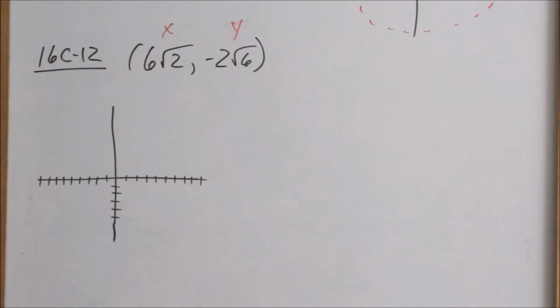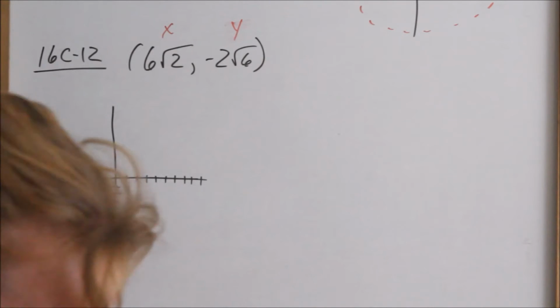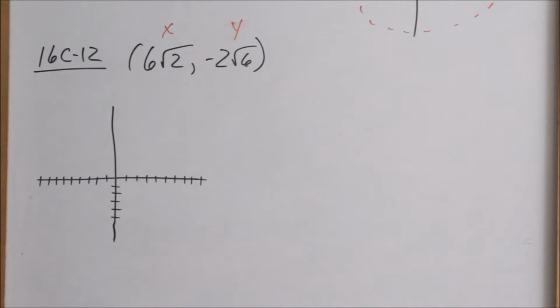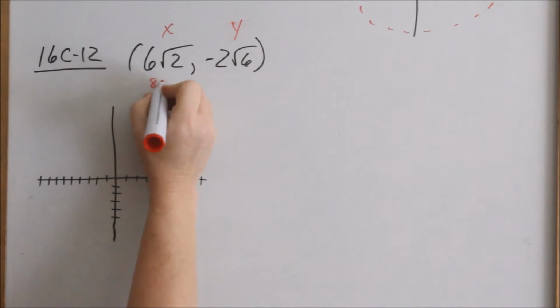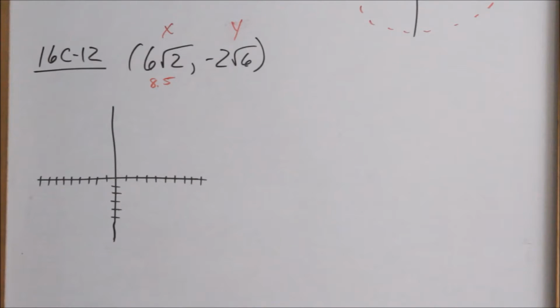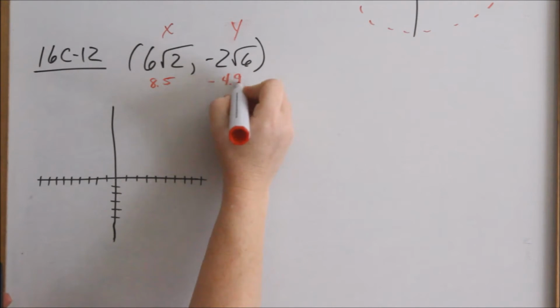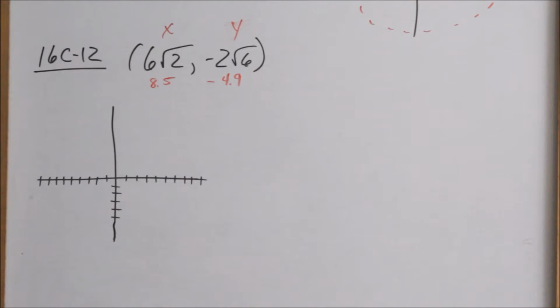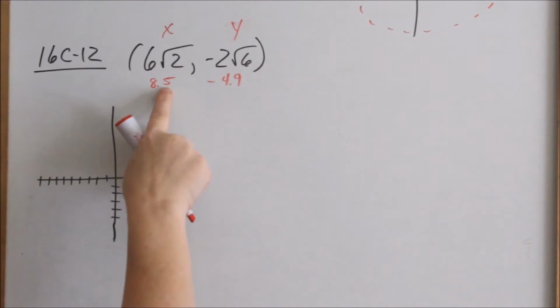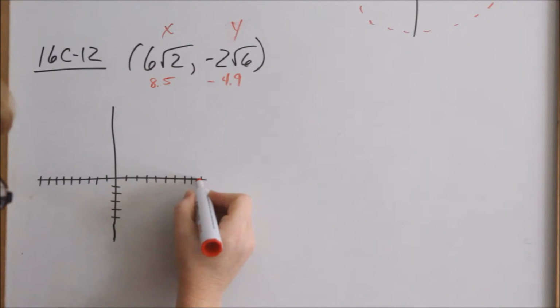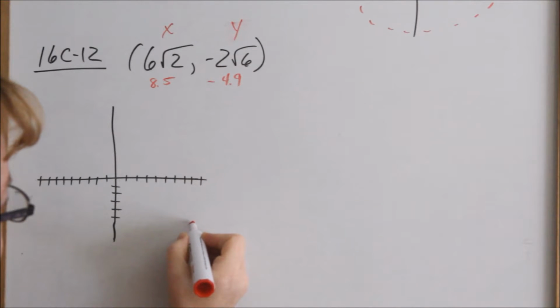Okay, so the first thing I'm going to recommend is to graph it. 6 square root of 2. If you don't know where that is on the graph, which I don't, I'm going to change it into a decimal. So do the square root of 2, then multiply that by 6, and that came out to, I'm rounding, 8.5. Now 2 square root of 6, do the square root of 6, then multiply it by 2, and that came out to a negative 4.9. Okay, so now I can graph that point. So going over 8.5, and down about negative 4.9 is somewhere close enough to there.